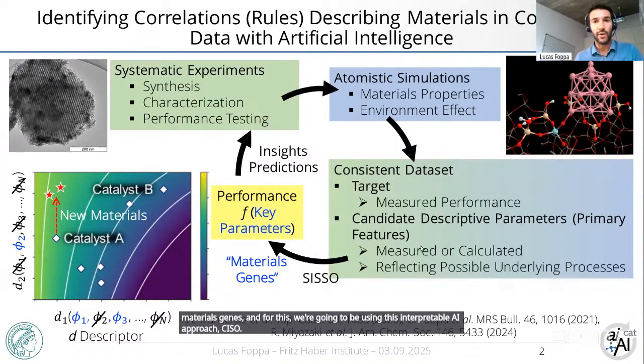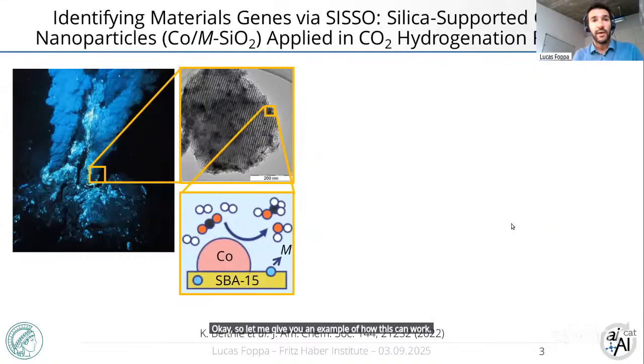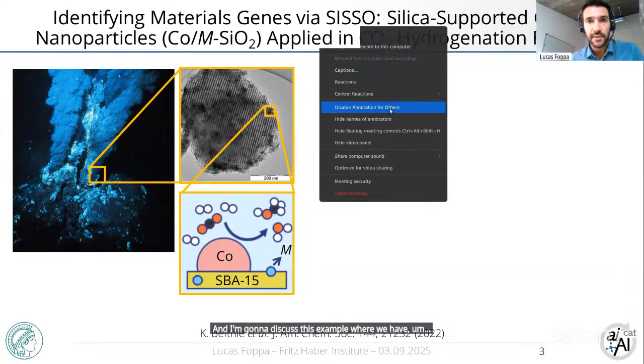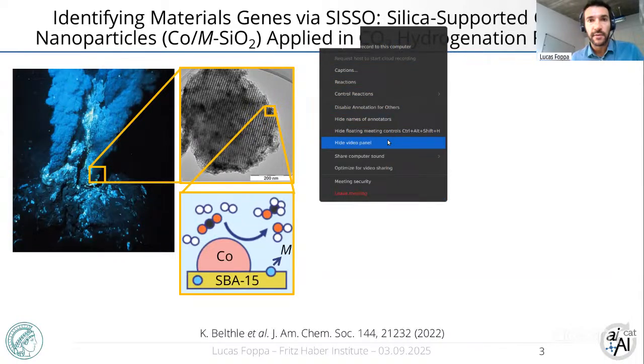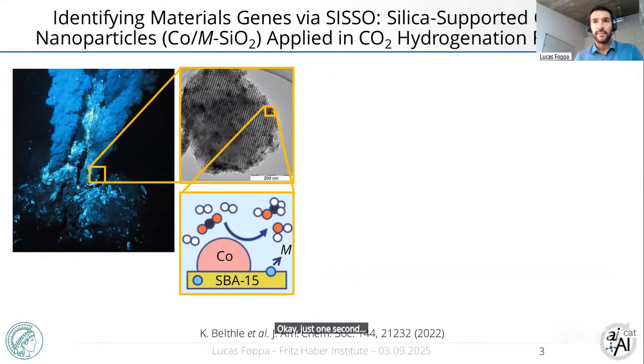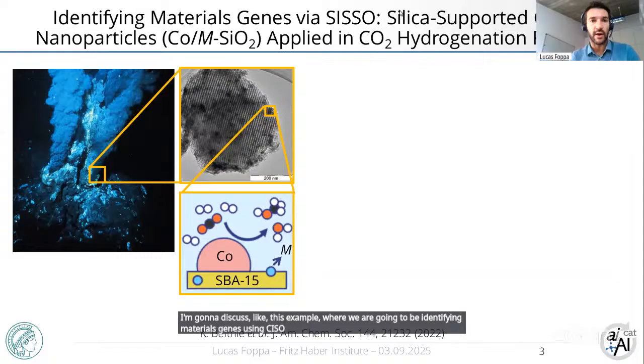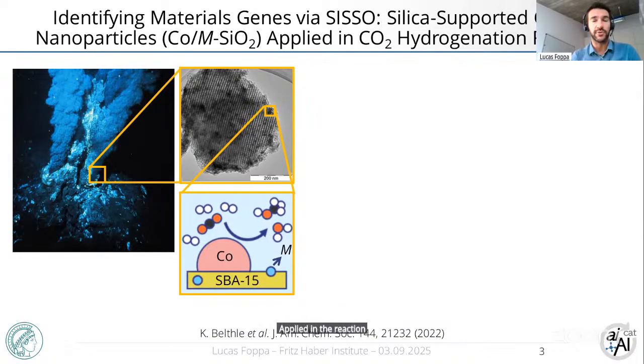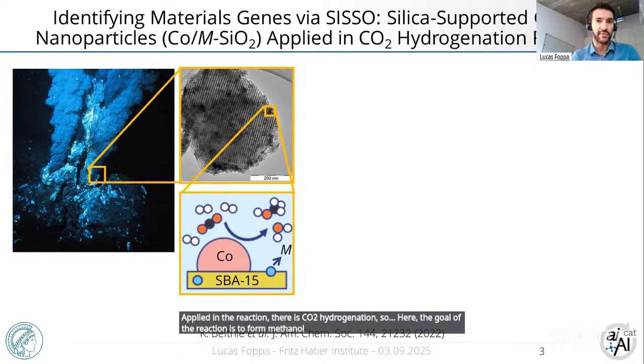Okay, so let me give you an example of how this can work. I am going to discuss an example of identifying materials genes using SISSO in catalysis, where we have silica-supported cobalt nanoparticles applied in the CO2 hydrogenation reaction. Here, the goal of the reaction is to form methanol, which is one of the value-added products of CO2 hydrogenation.